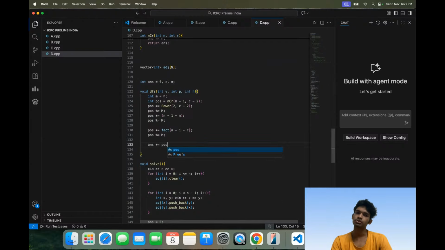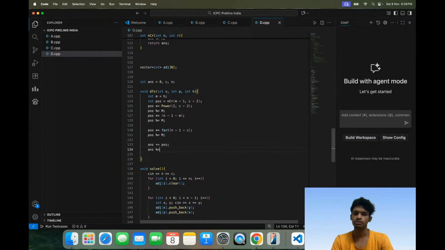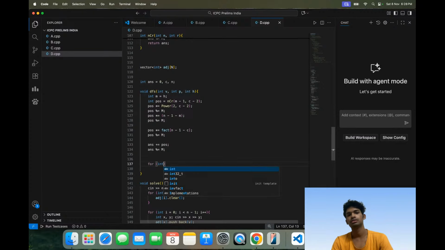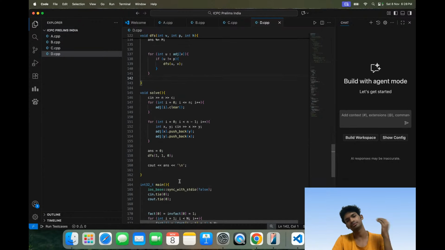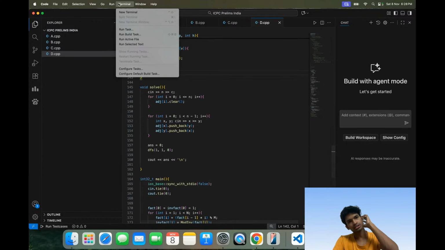Answer plus equals pos. Answer remainder equals m. And then we are done. We are good. This just finds path. Problem is done. So let's just test this one.